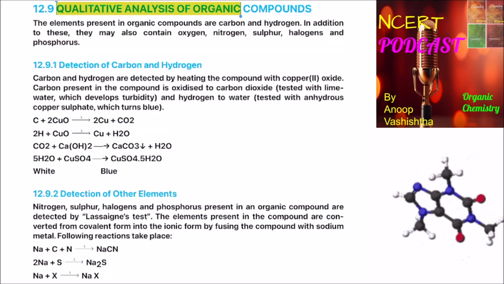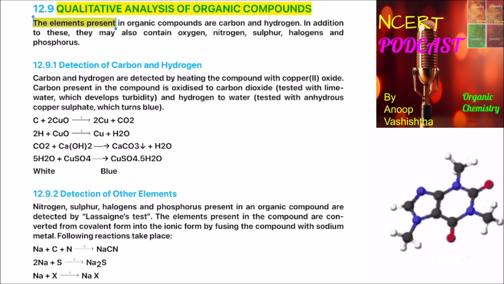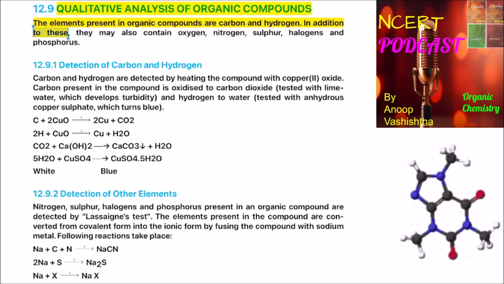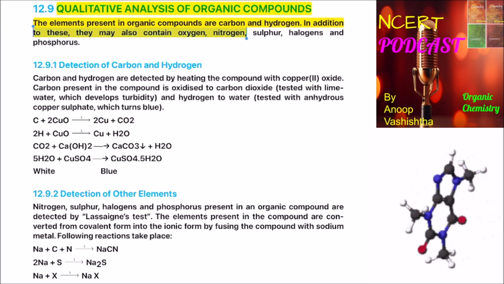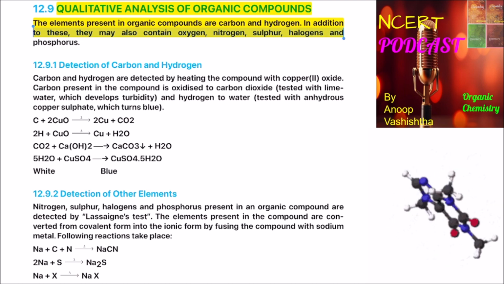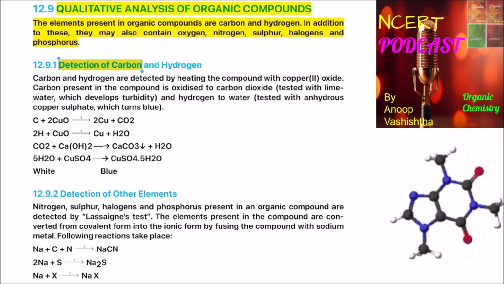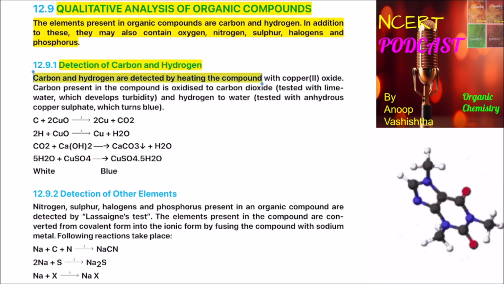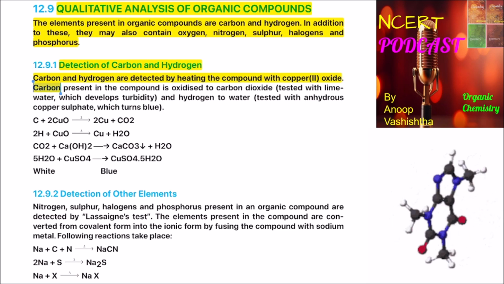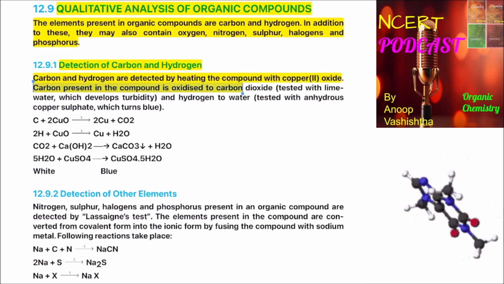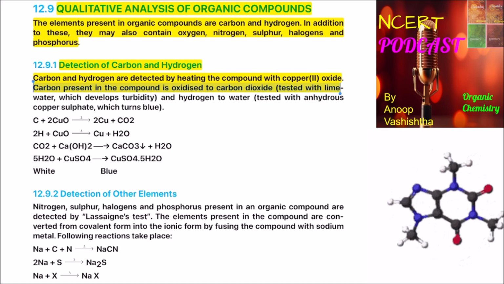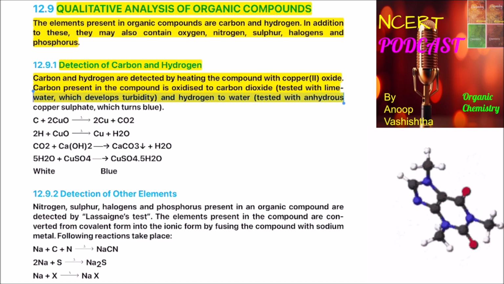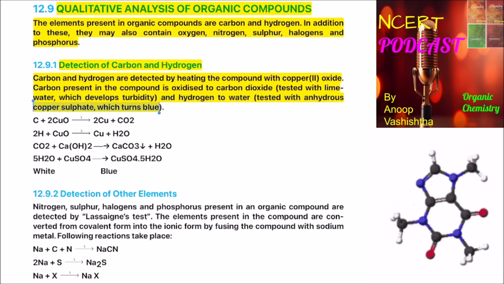Qualitative analysis of organic compounds. The elements present in organic compounds are carbon and hydrogen. In addition to these, they may also contain oxygen, nitrogen, sulfur, halogens, and phosphorus. Detection of carbon and hydrogen. Carbon and hydrogen are detected by heating the compound with copper(II) oxide. Carbon present in the compound is oxidized to carbon dioxide, tested with lime water, which develops turbidity, and hydrogen to water, tested with anhydrous copper sulfate, which turns blue.